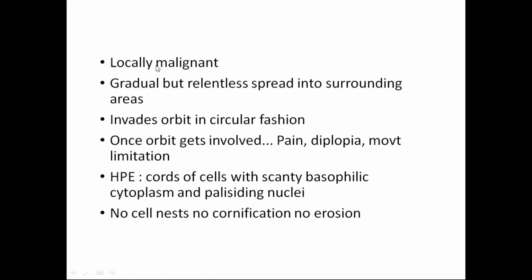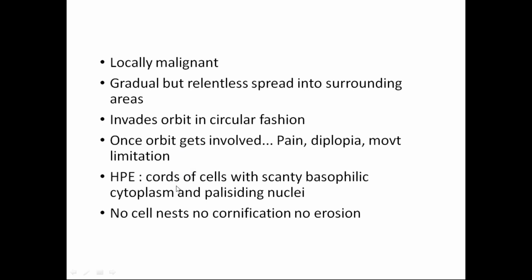It is usually locally malignant, and the progression is gradual, but with relentless spread into surrounding areas. It starts occupying the conjunctiva, starts eating up the conjunctiva. Slowly, if you leave it alone, it starts eating up the sclera also. So it starts progressing in the localized area. Systemic invasion is usually less, and it involves the orbit in a circular fashion, and once the orbit gets involved, pain, diplopia and movement limitation are usually seen.